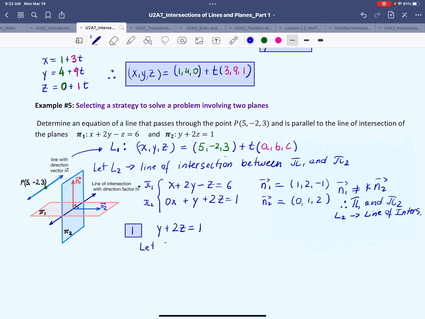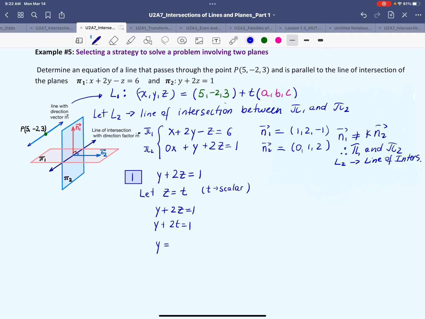So we're going to let z be some scalar t. And then find a parametric equation for y. So y plus 2z equals 1 will become y plus 2t equals 1. So that will make y equal to 1 minus 2t. So far we have created 2 parametric equations, one for z and one for y. In the next step, step number 2, we'll find the parametric equation for the third variable, which in our case will be the variable x.